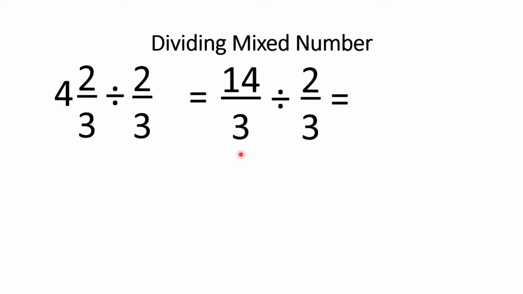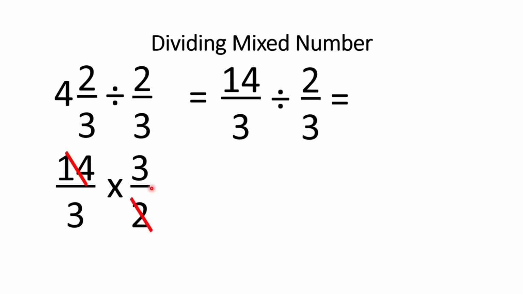First step, our division sign will be changed to multiplication. Then our divisor, which is 2/3, will be written in its reciprocal, which is 3 over 2. Next step is we can do the cancellation. We can cancel 14 and 2. 14 will be 7 and 2 will be 1. Meron pa bang makakancel? Yes, sir. We can also cancel 3 and 3. 3 will be 1, then 3 will be 1. Kindly check kung may makakancel pa. Meron pa ba? Obviously, wala na.